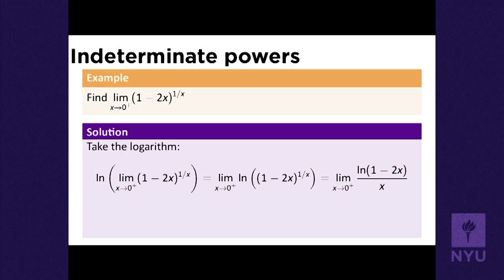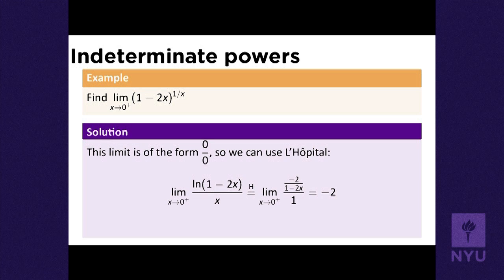So I want the derivative of the numerator and the derivative of the denominator. The derivative of natural log of 1 minus 2x is negative 2 over 1 minus 2x. Why the negative 2? Chain rule. Right, because the derivative of 1 minus 2x is minus 2. The derivative of x is 1. And now it's no longer indeterminate because the numerator goes to negative 2 and the denominator is 1. So the limit here is negative 2. Pretty cool, right? Take the log, use L'Hopital's rule on the log, and you get the limit.